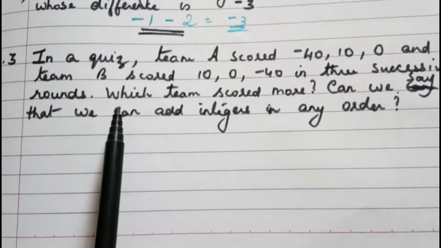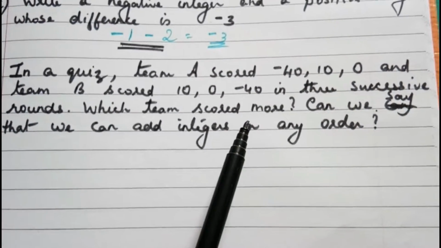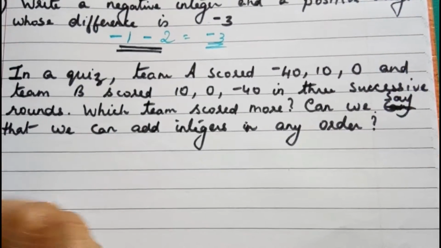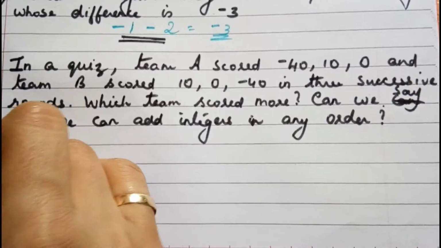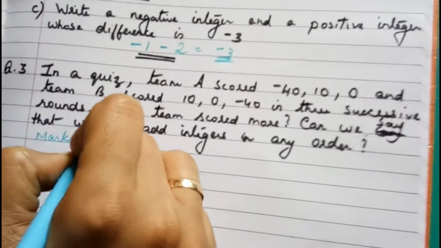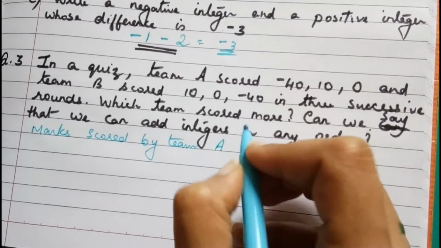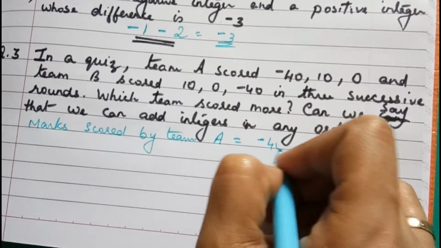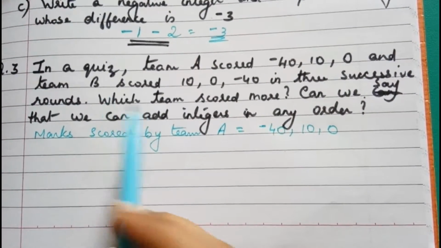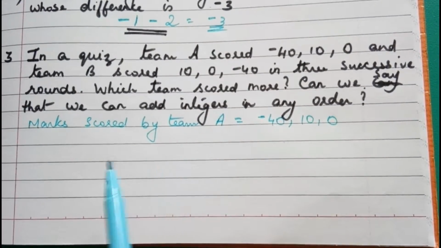So what is the first question asked here? There are 2 questions here. The first question here is, which team scored more? Now since this is a word problem, let's write the statement here. Marks scored by team A is equal to minus 40, 10 and 0. Now what have they asked? Which team scored more? So we will have to find the scores of each team.